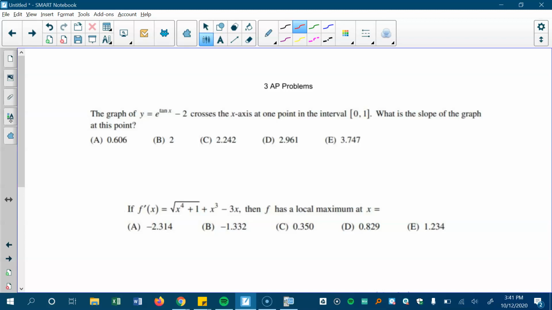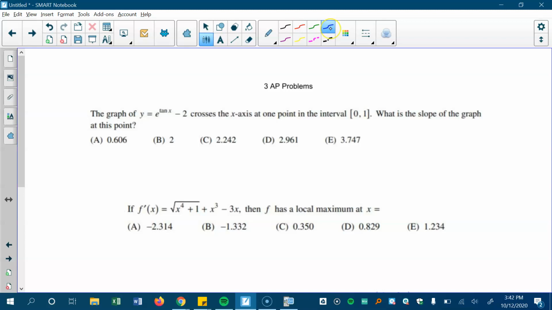I want it noted, the toughest part about AP calculator problems is that you need to translate what the question is asking into what you need to do on your calculator for this problem. So the first one: the graph of y equals e^(tan x) minus 2 crosses the x-axis at one point in the interval 0, 1. What is the slope of the graph at this point? Okay, so I want to know what is the slope of the graph at this point.